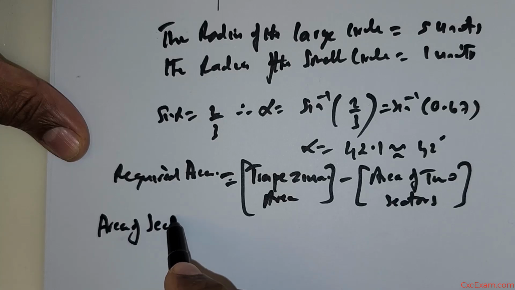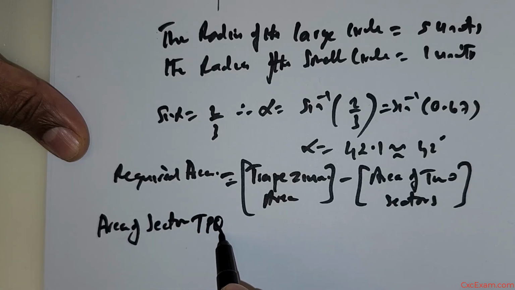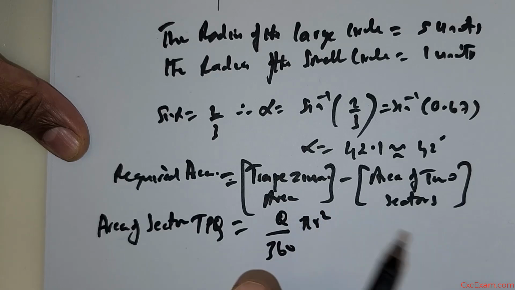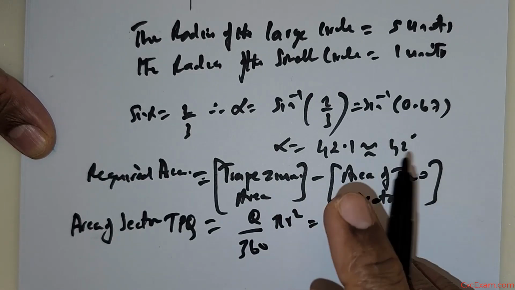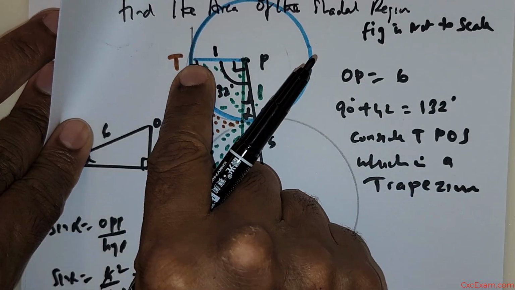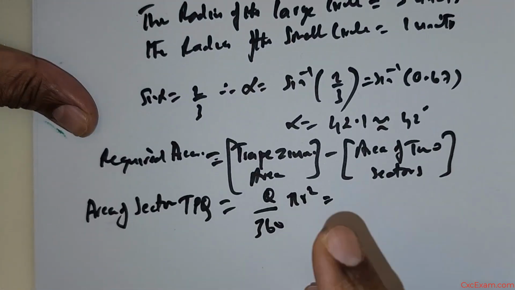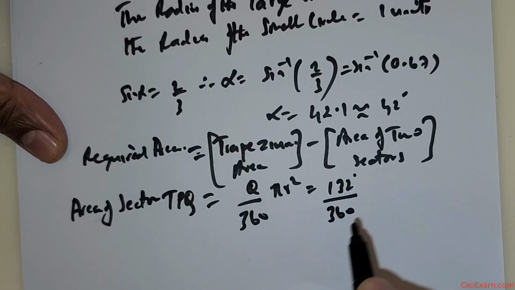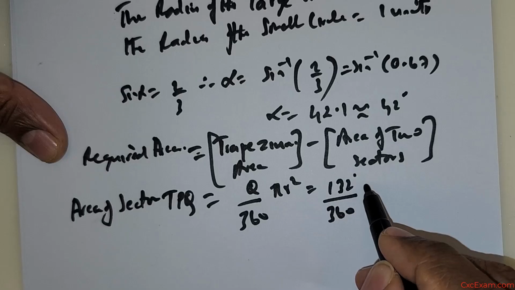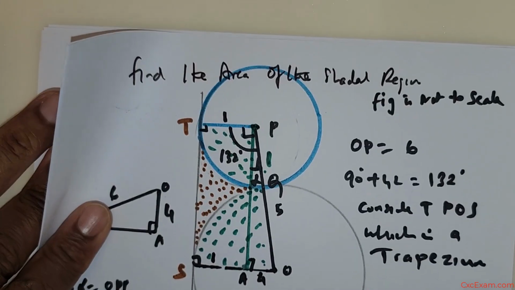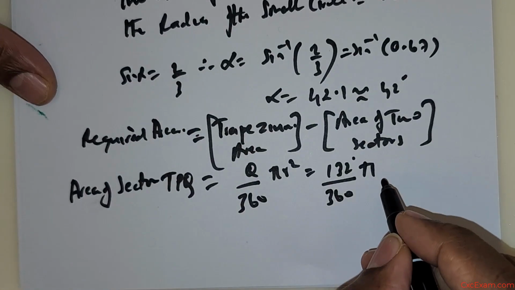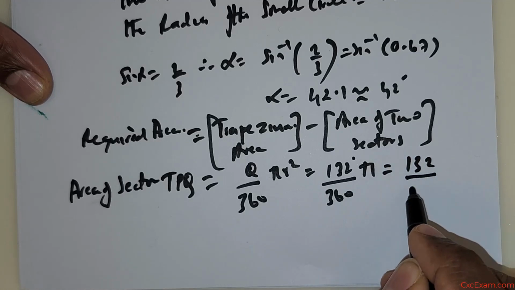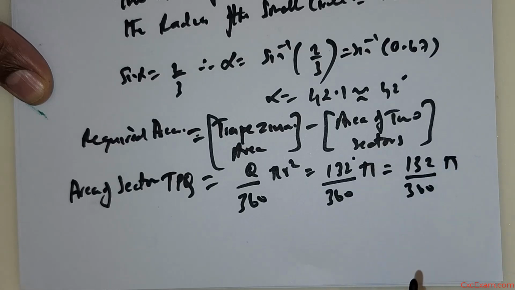Area of sector TPQ is theta over 360 times pi r squared. This is a formula. Now theta is 132 degrees. This entire angle is 132 degrees. So 132 degrees divided by 360 multiplied with pi r squared, and the radius is 1 unit. So I'm going to have it as 132 divided by 360 times pi.